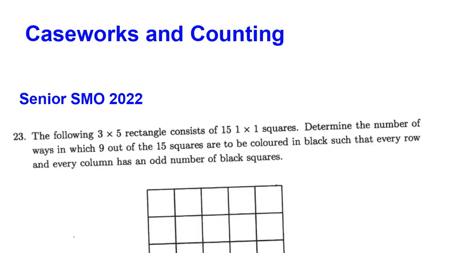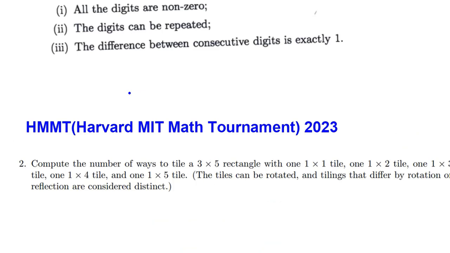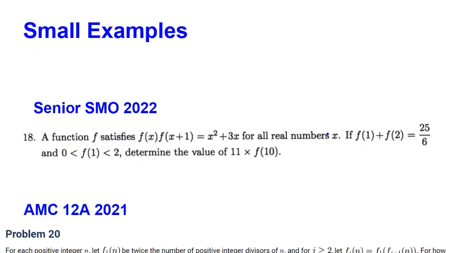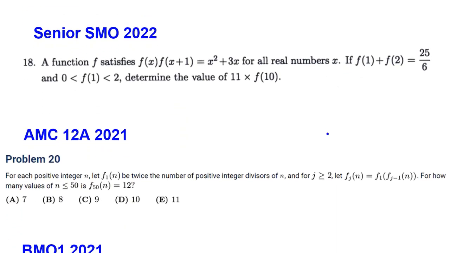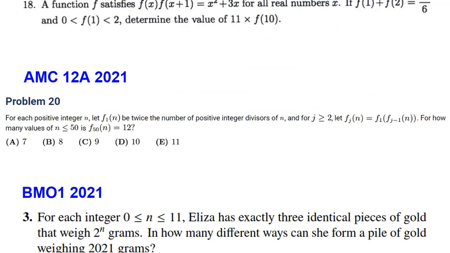We will solve problems from senior SMO. I think this problem is for senior SMO 2021. And also this one from senior SMO 2021. This problem from Harvard MIT Math Tournament, HMMT 2023. And this problem is for the last AMC, in both 10 and 12A 2022. And then a small example, which is so useful. I solved many problems with this idea in senior SMO. We can use that, and also in AMC and BMO 1. It is the last idea.